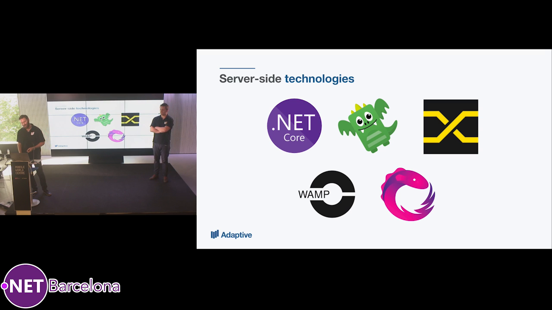We use a technology called Crossbar.io, which is an open source message broker. We use this to communicate between the different components of the system. This is built using what's called Web Application Messaging Protocol, or WAMP. And to use Crossbar.io, we use an open source project called WAMP Sharp, which is a C# implementation of WAMP, and it provides both the client and server roles.